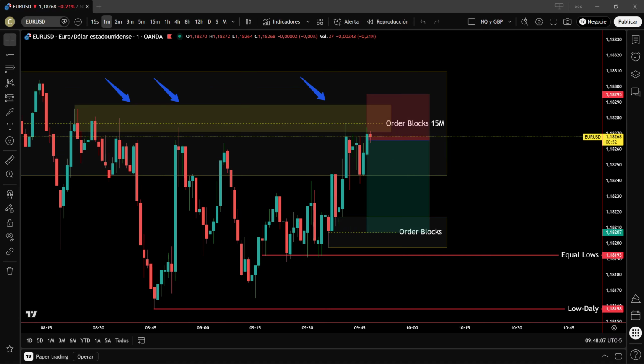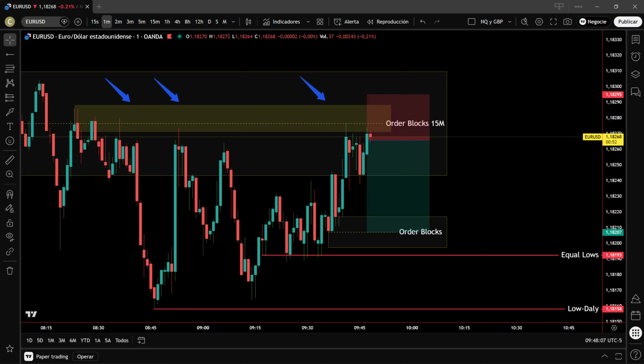We return to the 1-minute chart to analyze a vital concept in order flow reading. I want you to look closely at the blue arrows pointing to the yellow zone located in the center of our 15M order block. As you can see, the price has returned to this level on multiple occasions. In institutional trading, there is a fundamental rule: the more times price touches an order block, the weaker it becomes.